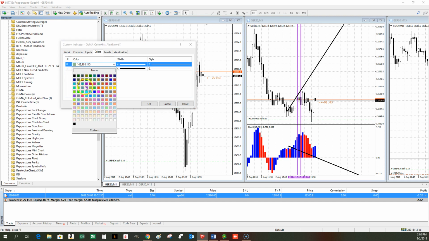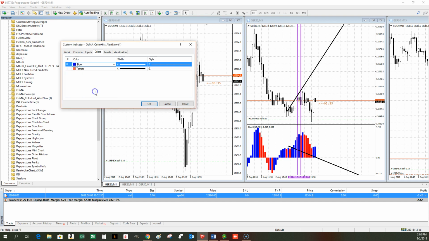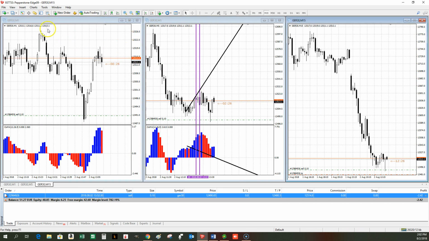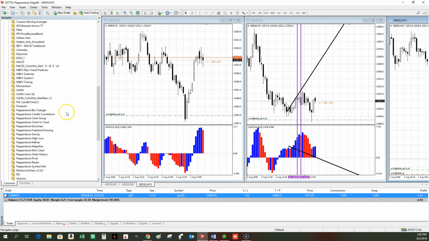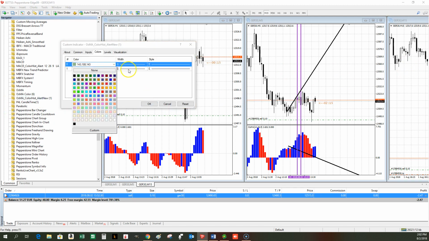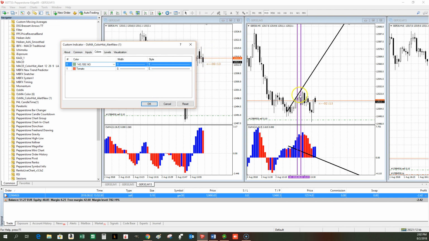I'm gonna change the color. Okay. Here, and let's open it as well on the 30 minutes. It's retracing down. But on the 15 minutes, I don't see that it's retracing. The 5 minutes, sorry, I don't see that it's retracing.